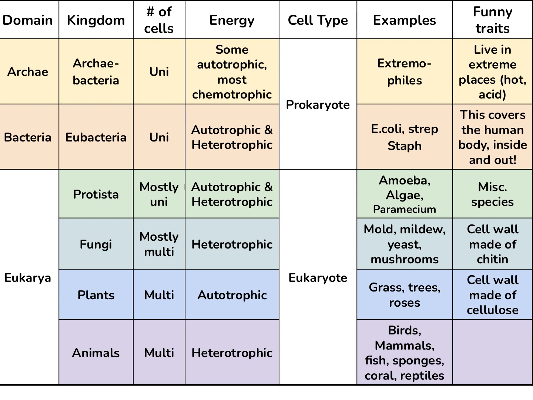So for this last slide, this is a list of our 3 domains and then our 6 kingdoms. And then this explains the number of cells, whether they're prokaryotic and eukaryotic, how they obtain their energy. It includes some examples and some funny traits about them. So this is an important table to look at so that you can gain some understanding about the way that these groups and the kingdoms and domains are organized. So we have finished these classification notes.